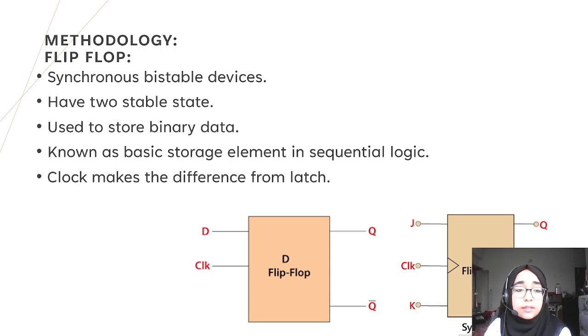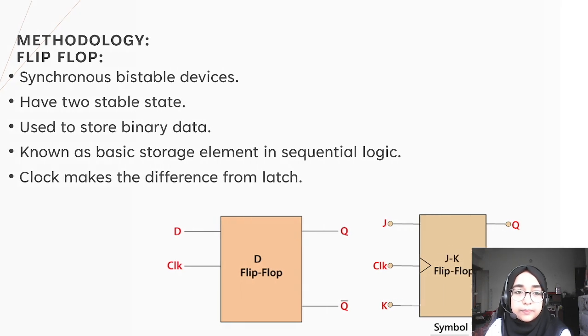Flip-flop is a synchronous bistable device that has two stable states. It is basically used to store binary data. It is known as the basic storage element in sequential logic. The clock mechanism in a flip-flop makes the difference from a latch. Here are the block diagrams of D flip-flop and JK flip-flop. D flip-flop has only one input, D, and JK flip-flop has two inputs, J and K. In our project, we are going to use JK flip-flop.